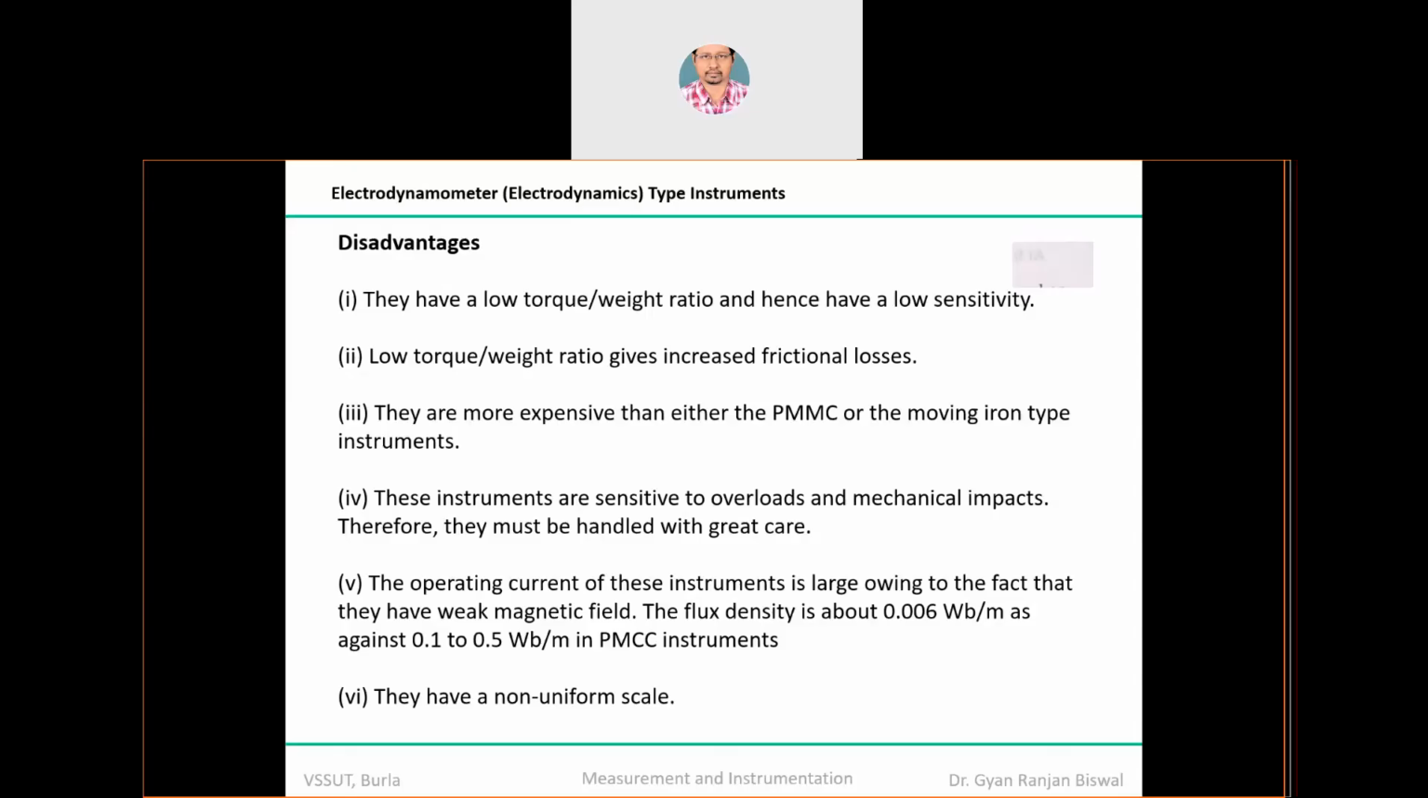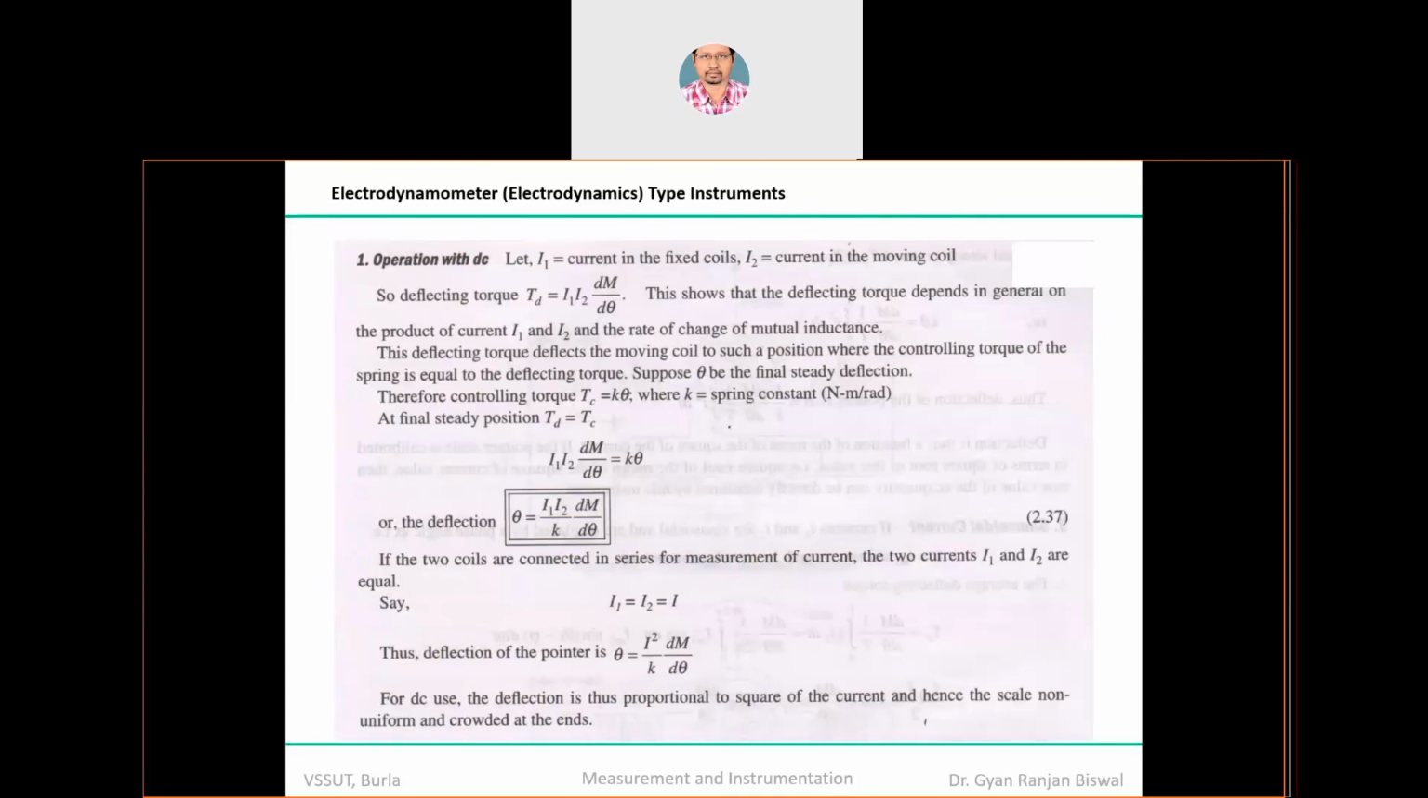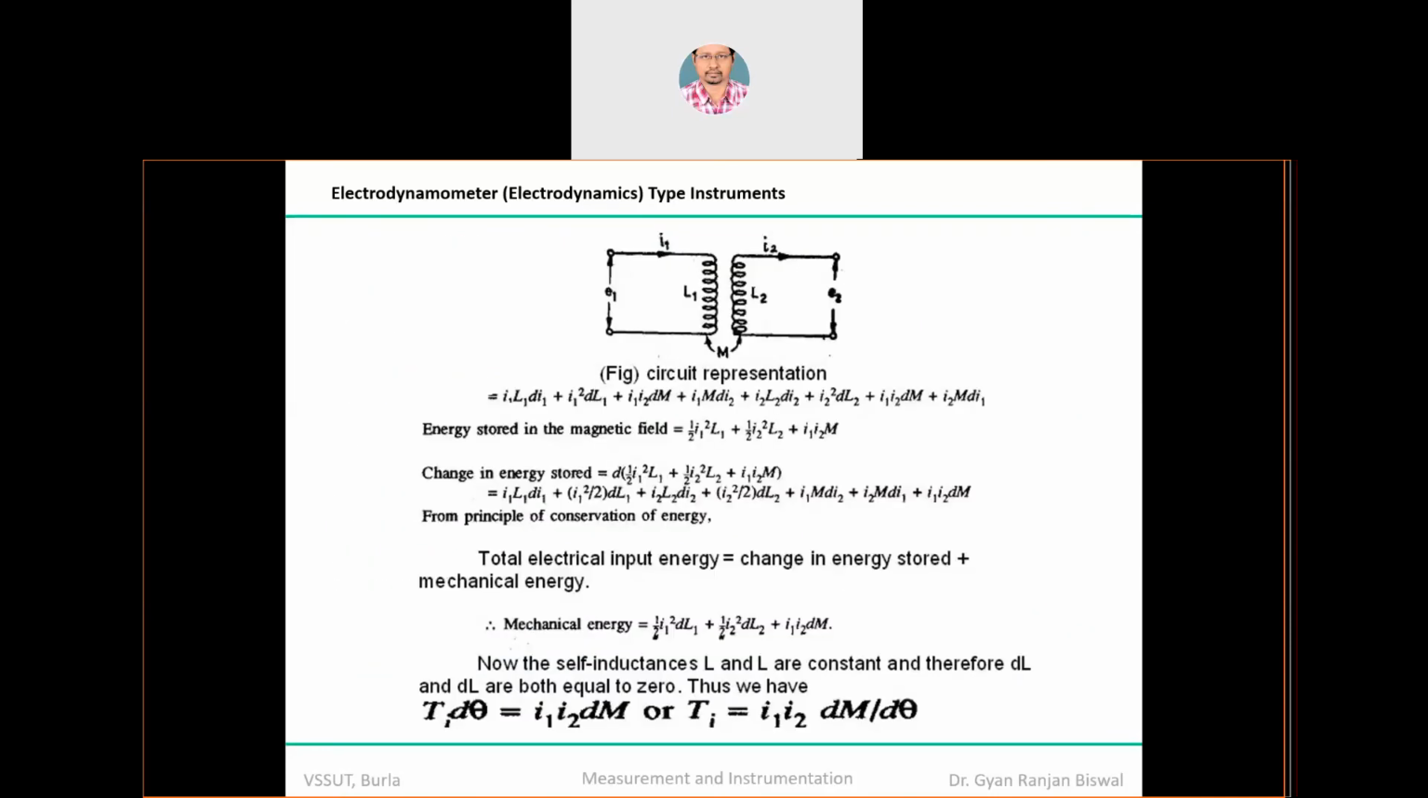Now to have more clarity, remember small i1 and small i2 are taken as the instantaneous values of the current, that is the input AC signal, and for the DC I am considering capital I1 and capital I2. Again the subscripts are the same: the current passing through the fixed coil is I1, and the current passing through the moving coil is I2. If so, the deflection torque, how much will it be? It will be I1 I2 dM by d theta. We have obtained this from this statement, right?